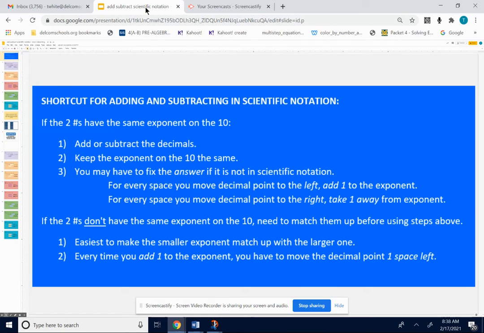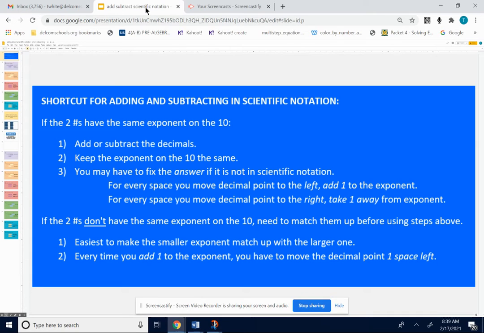Okay, this is the way I would do it, the big idea here on the first slide. To add or subtract in scientific notation, if the two numbers have the same exponent on the 10, add or subtract the decimals. Add if it's an add problem, subtract them if it's a subtract problem. And then keep the exponent on the 10 the same. Okay, those are the easier ones.